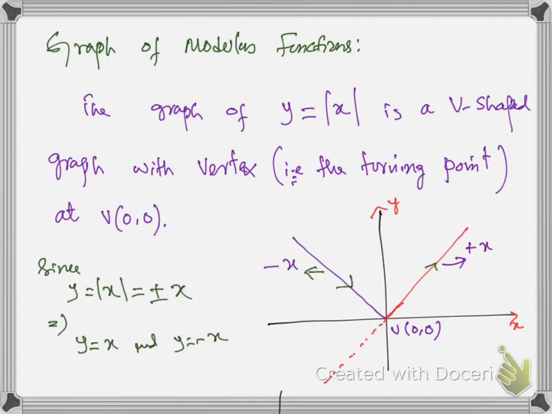Since modulus x is basically plus minus x, we have two parts of the graph: y is equal to positive x and y equals negative x. This negative part is basically the reflection of the negative part of the graph. For modulus, we need to reflect this part about the x-axis. Therefore for modulus x, you need to reflect the negative part about the x-axis.